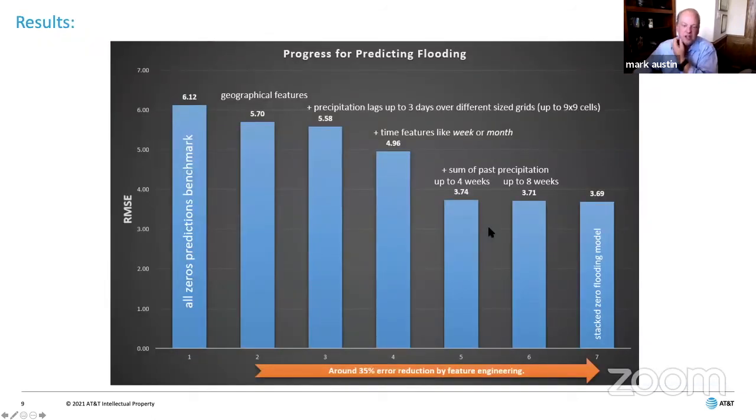So what were the results? As you would expect, this is looking at just the error. Of course, the lower the error, the more accurate you are. And this is multiple models, so think of these as parts on the leaderboard. The one on the right is the one that we wound up with. As you would expect, geographical features are important, but also how often it rains is important. We started looking at a few days, but ultimately we found that going up to 8 weeks of rain was predictive, because you think about it after the fact, it depends how saturated the ground is in terms of whether you're going to have flooding.